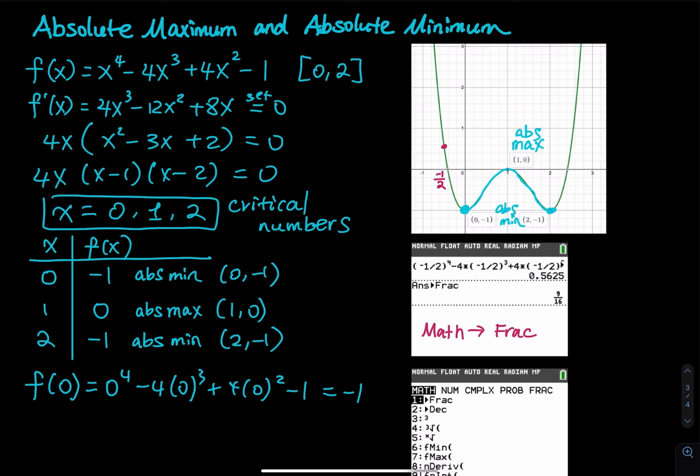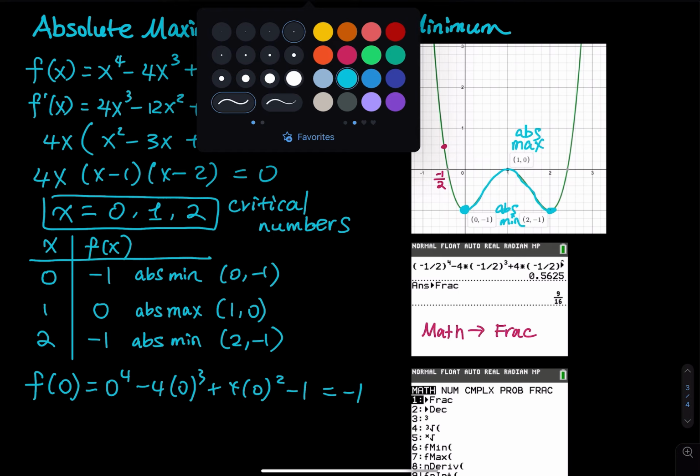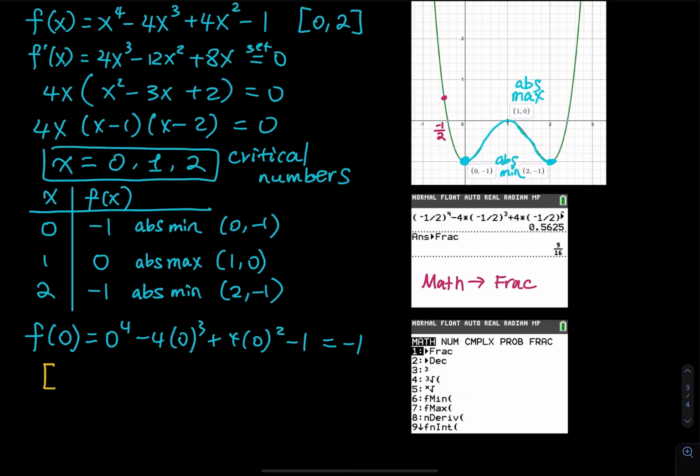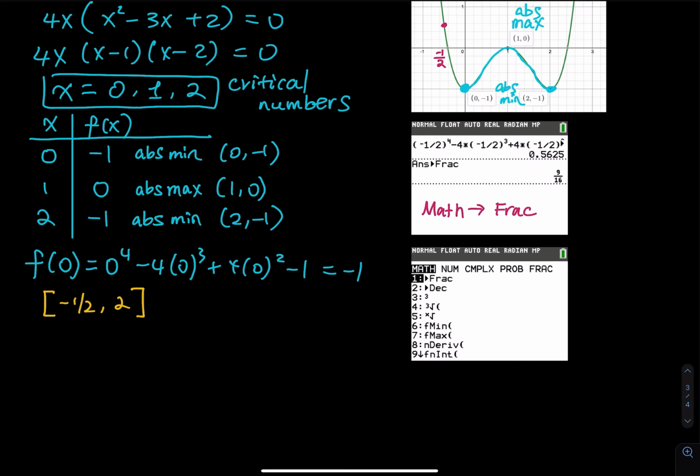What if I change the closed interval a little bit? Let me use a different color to do the change. Let's say I change the closed interval to, how about this, negative 1/2 to 2. If I change the closed interval, then you have to change the testing. From negative 1/2 to 2, I can still include those three critical numbers, but when you test the endpoints, you also need to test negative 1/2. So the testing is this.